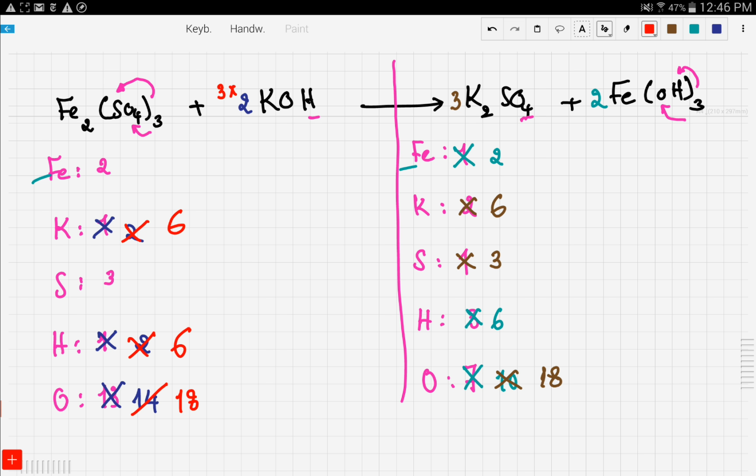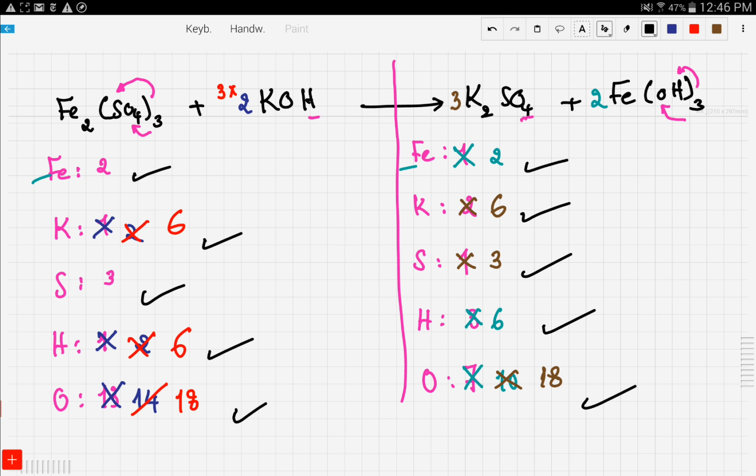So let's check, is our equation balanced or not? Now here is 2 and a 2, 6 and a 6, 3 and a 3, 6 and 6, 18 and 18. So you have your balanced chemical equation, and voila.